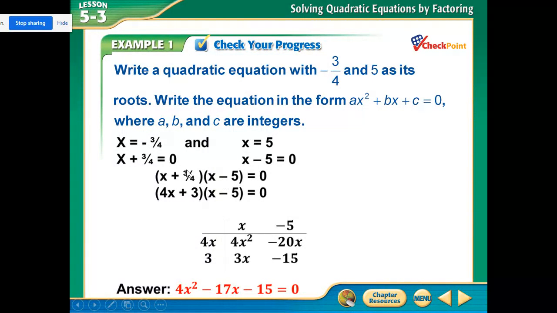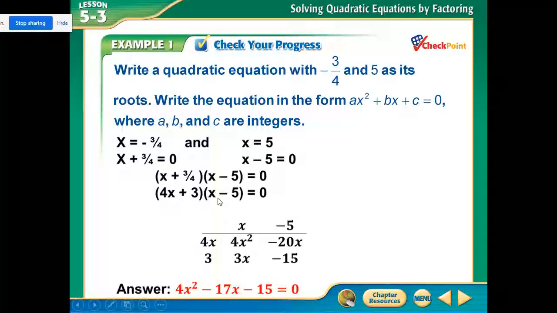Now I do not like the fraction, so I'm going to get rid of it. The denominator here is 4, so I'm just going to multiply these by 4. So if I multiply this by 4, I get 4x, and this becomes just 3. That is legal because I multiplied this by 4, and I also multiplied this by 4, which doesn't change it any, right? 4 times 0 is just 0.